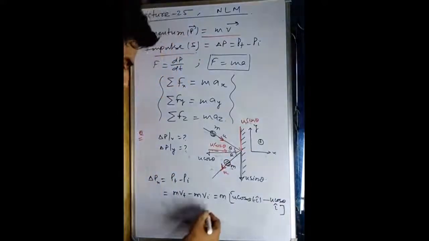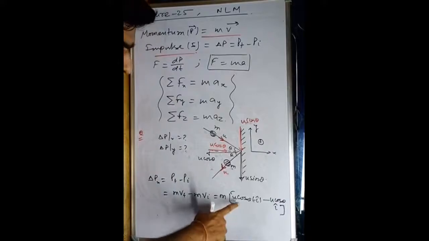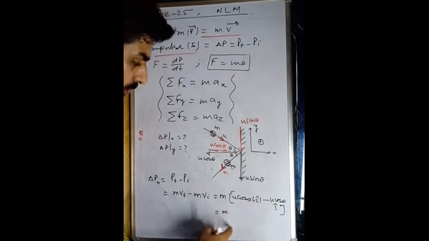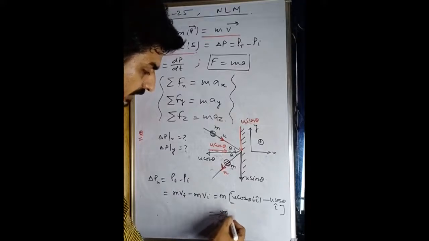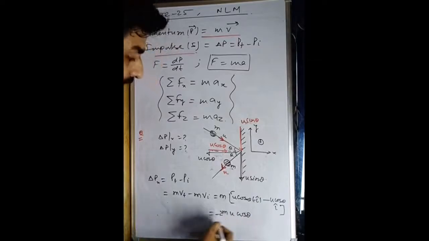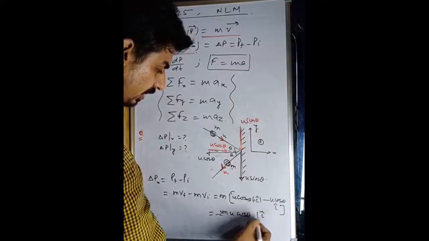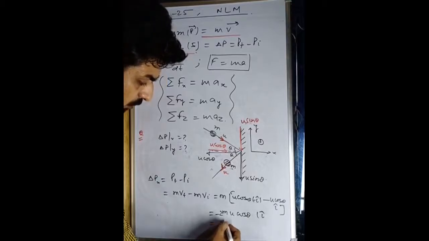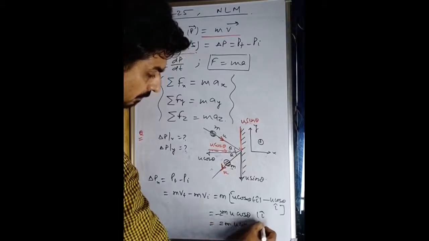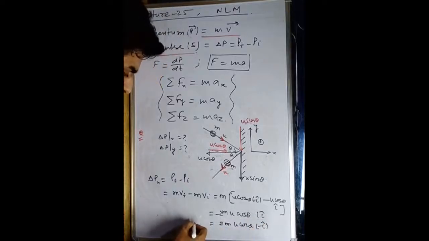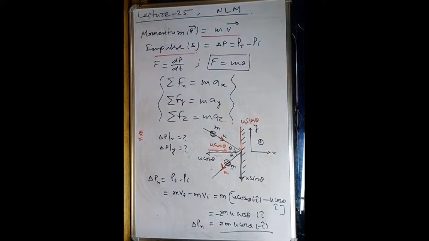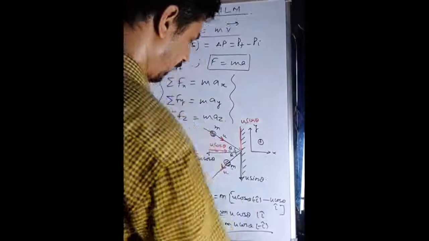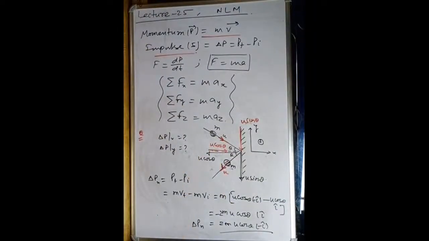I hope you understand. Now m times u cos theta i minus u cos theta i gives, twice, so we can write minus 2 u cos theta, and along which axis? It is the i-axis. Or you can write 2mu cos theta minus i. Here the momentum is changing, but along which axis? Along the negative of the x-axis. In the same way, my dear students, try to find the change in momentum along the y-axis. You will get the answer 0. Okay, now you can solve it by yourself.